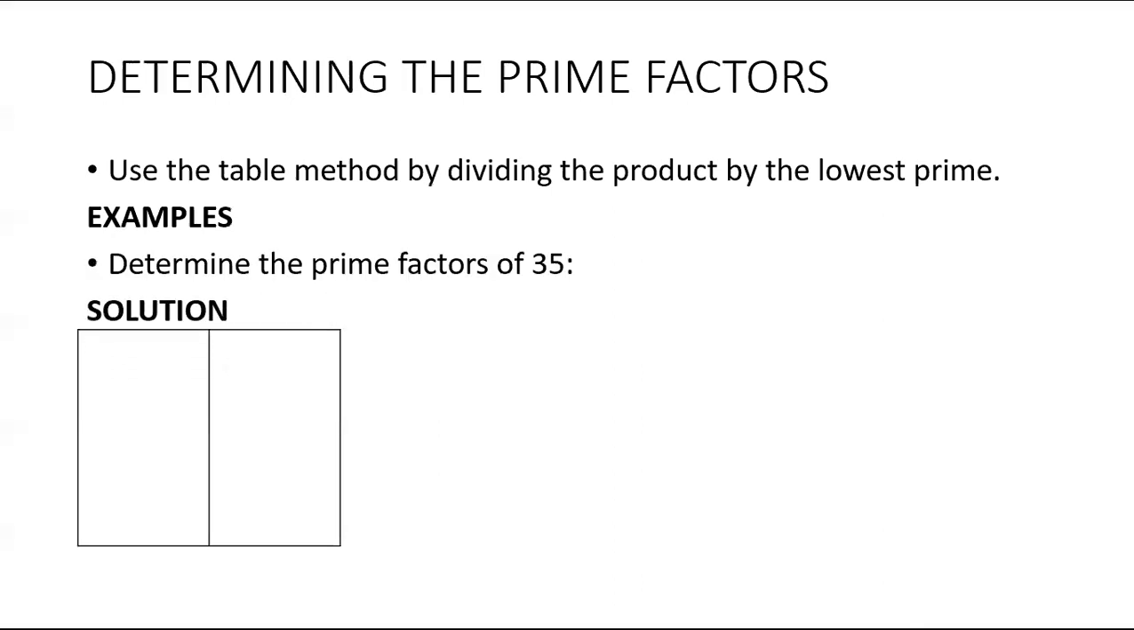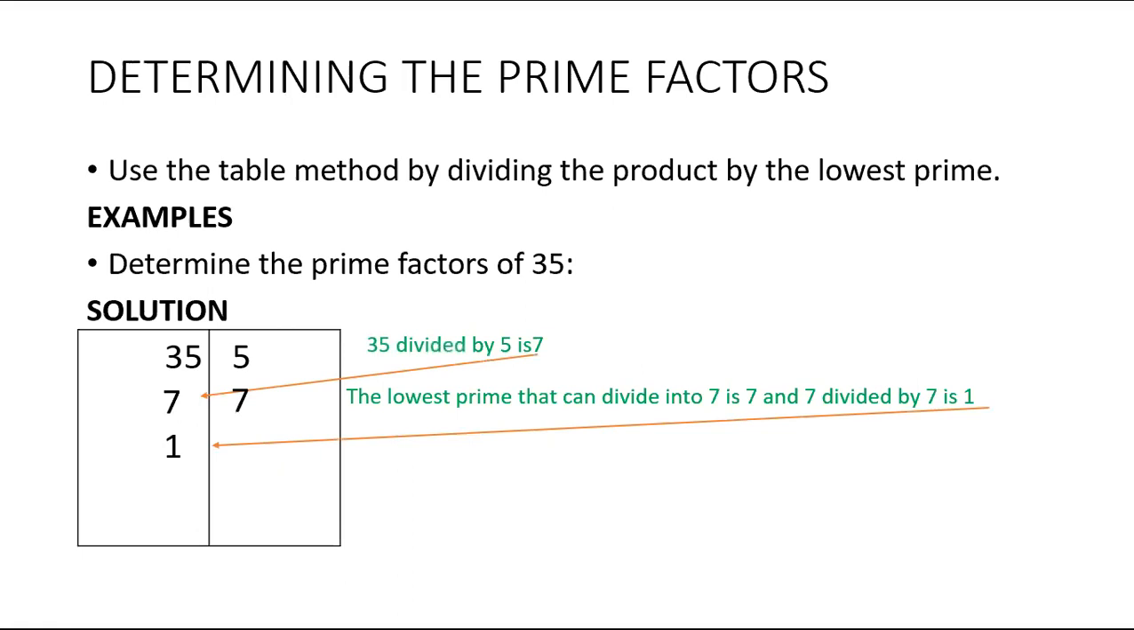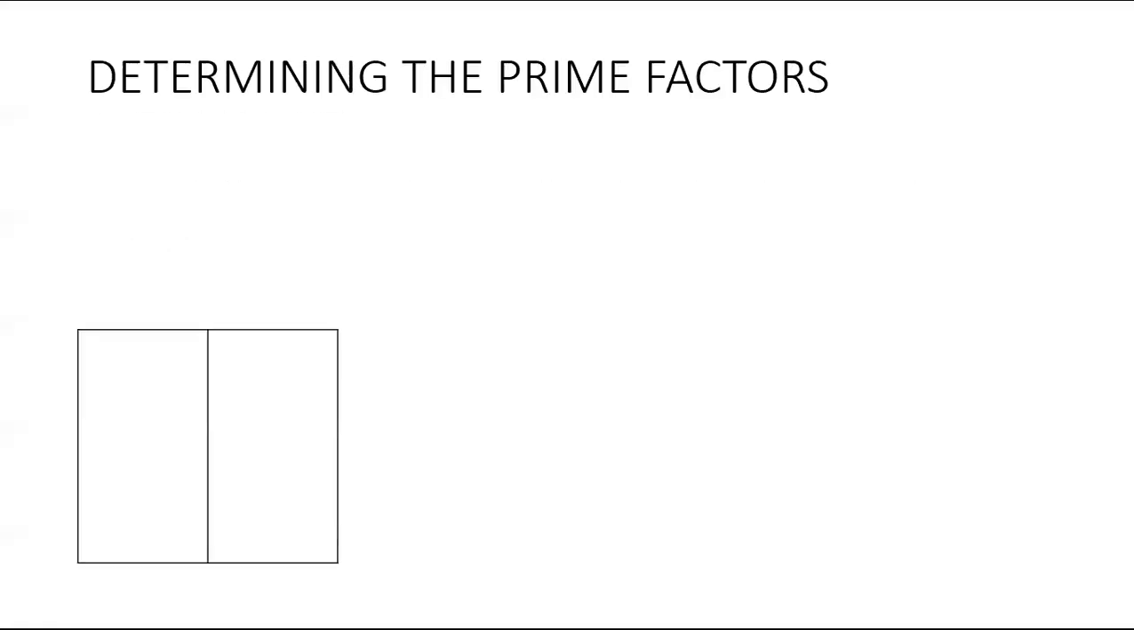All right, let's do this one quickly. What are you going to get here? It's 5, it'll give you 7, and then it becomes 7. So here, your prime factors will be 5 times 7, which will give you 35, okay?